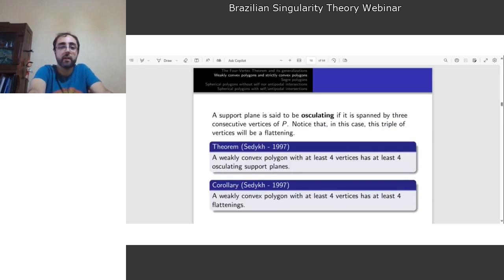And this is the reason why I changed the terminology to flattenings instead of vertices, because when we are talking about polygons, a vertex means a vertex of the polygon, whereas here what we have is not a vertex but an edge. So the reason for this terminology is to avoid confusion.